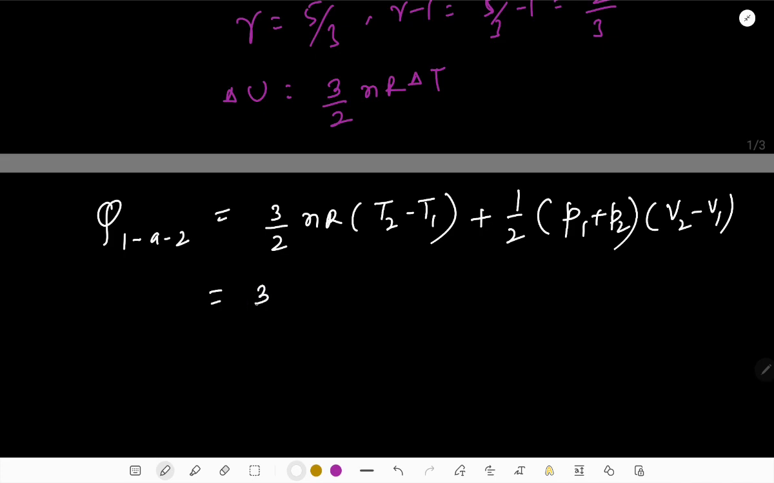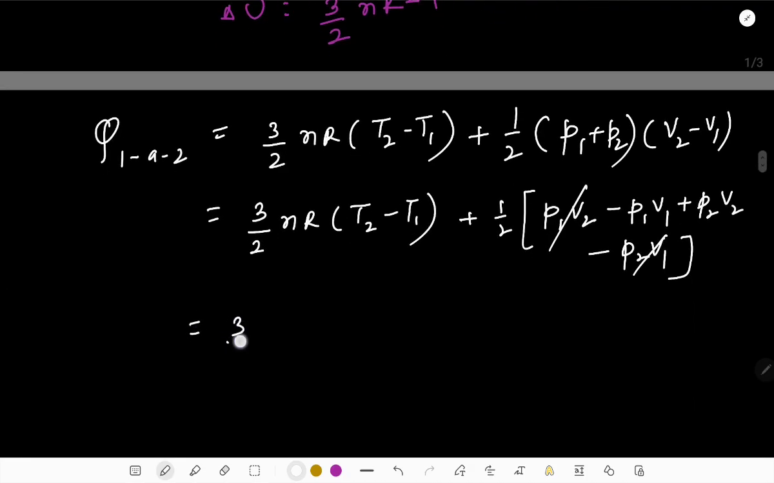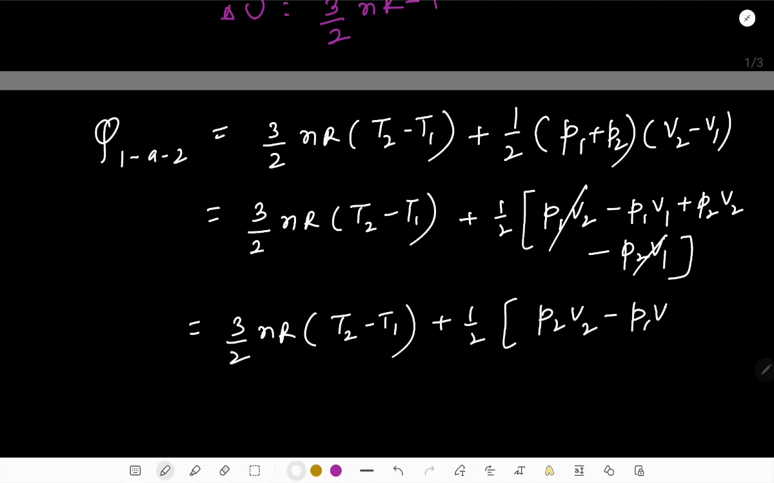Now carefully multiply the right hand side of this equation, so that you can write 3 by 2 nR (T2 minus T1), which is known, so I'm not going to make any changes here, plus half, and simply multiply this. You will get P1 V2 minus P1 V1 plus P2 V2 minus P2 V1, and the P1 V2 and P2 V1 terms cancel because P1 V2 is equal to P2 V1. So the result you will get is 3 by 2 nR (T2 minus T1) plus half (P2 V2 minus P1 V1). This is sort of energy here.